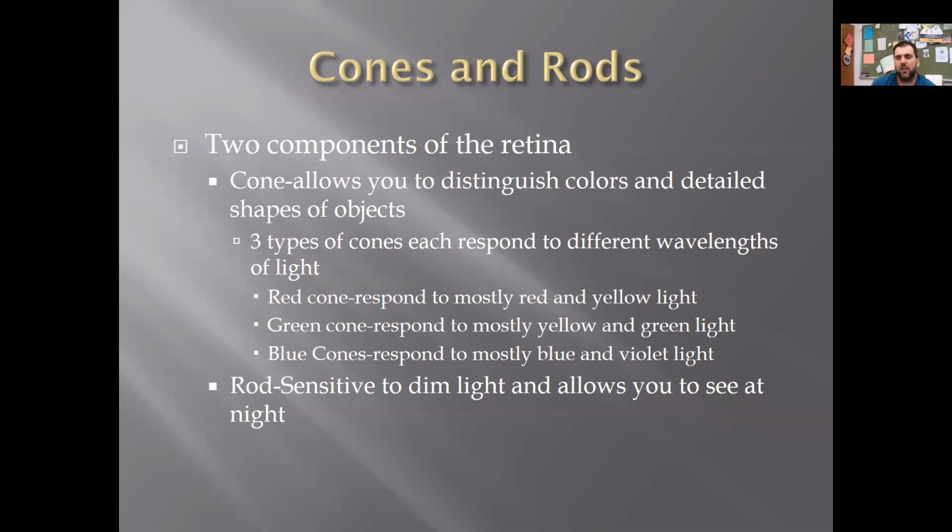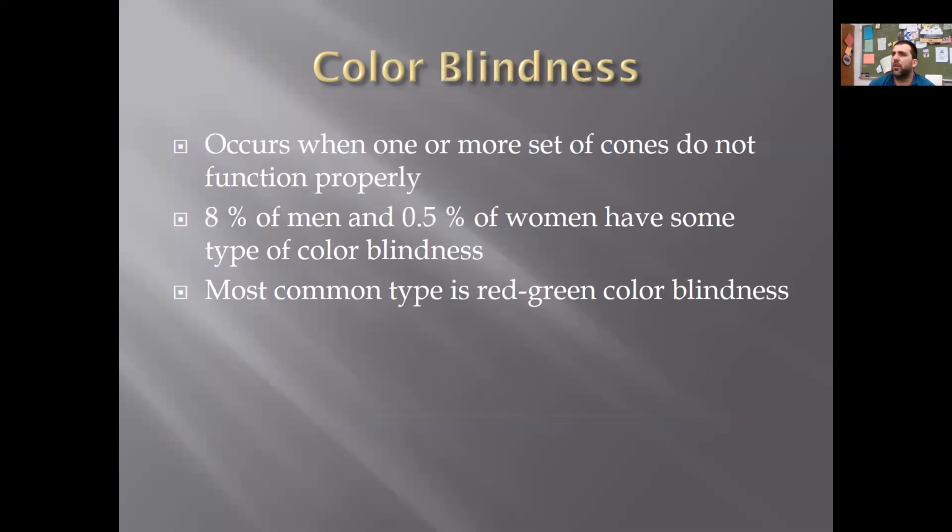Your rods are sensitive to dim light and allow you to see at night. Your rods allow you to see something, but you can't really distinguish the color of what you're seeing. So the rods I like to think of as your night vision. Color blindness occurs when one or more sets of cones do not function properly.